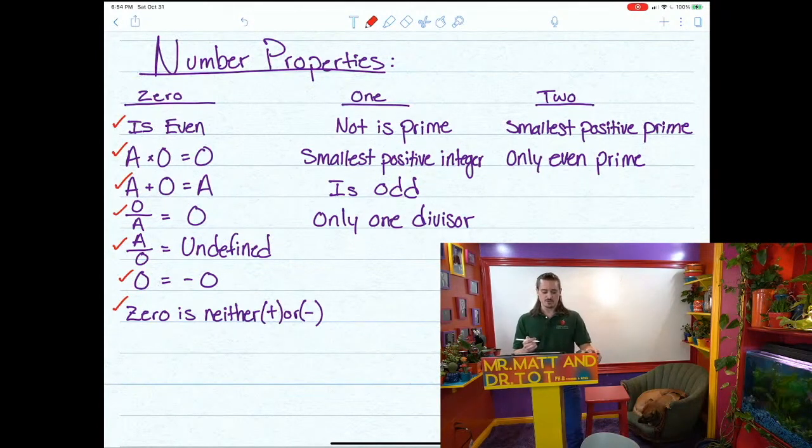1 has some special characteristics. Actually, let me just backtrack here.